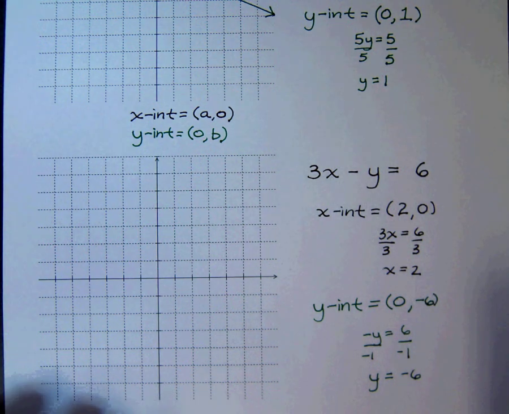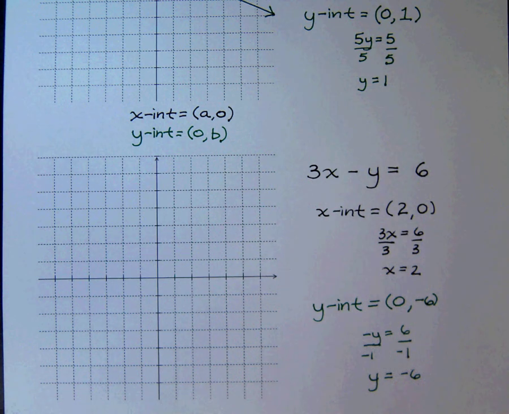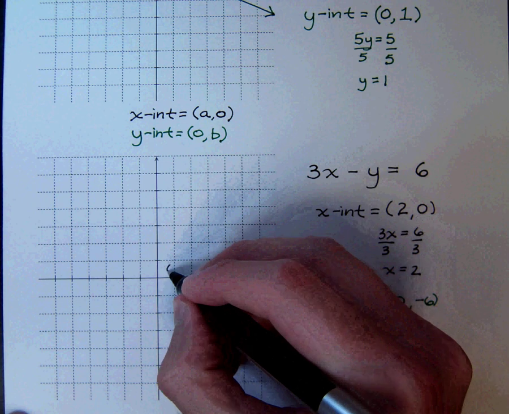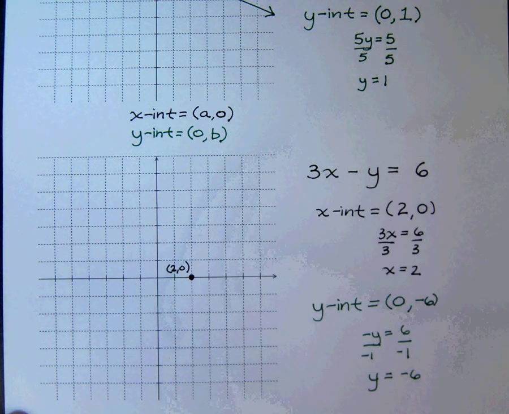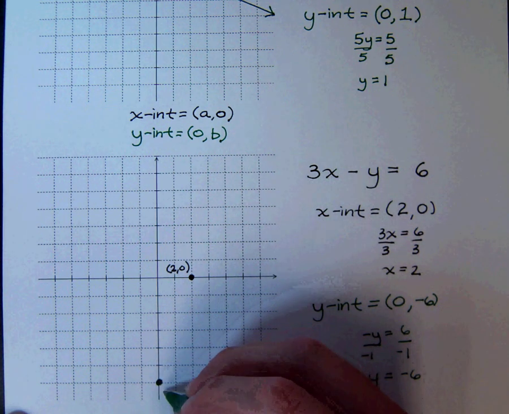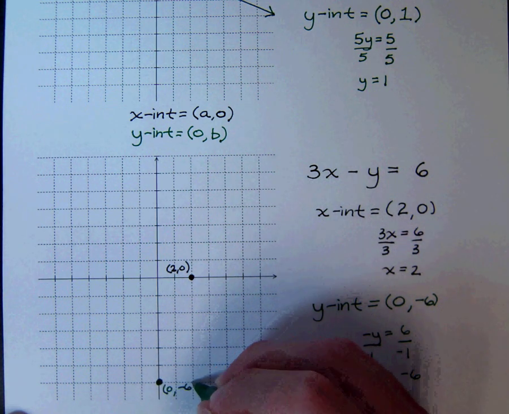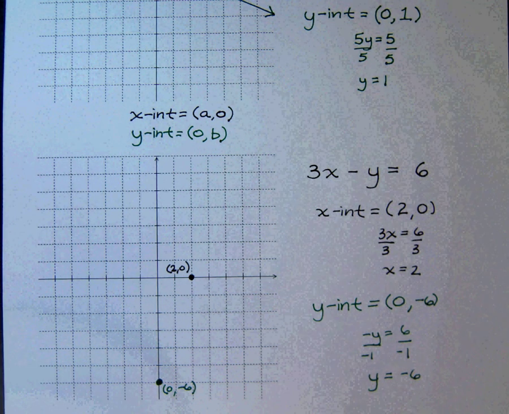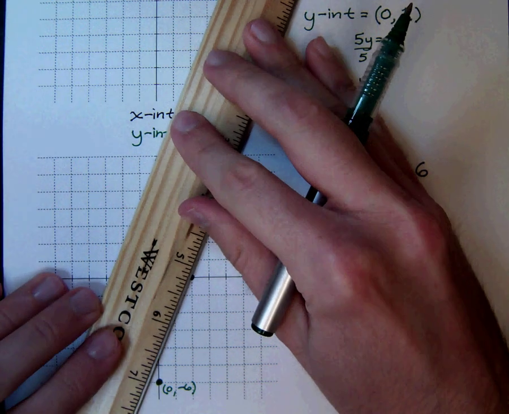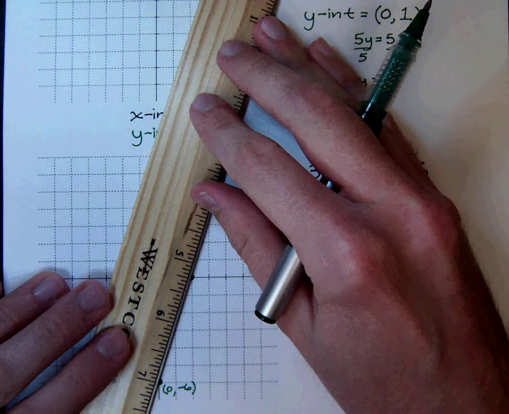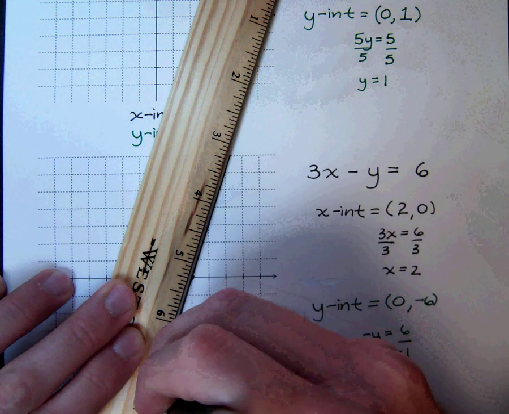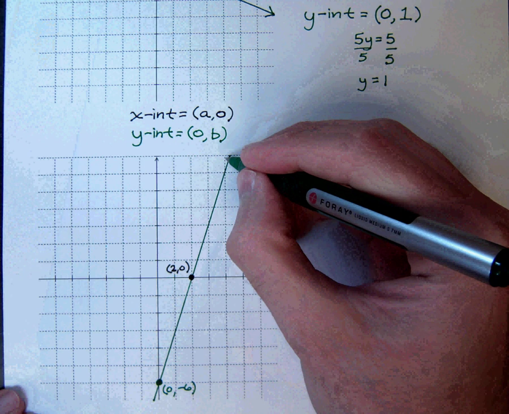So let's plot these points, starting with the x-intercept. The x-intercept is (2, 0), and the y-intercept is (0, negative 6). Now, we just need to draw the line that goes through these 2 points. Get your handy-dandy straight edge out. And there we have it.